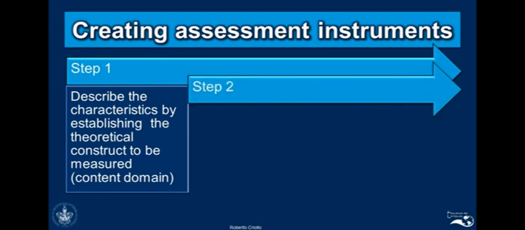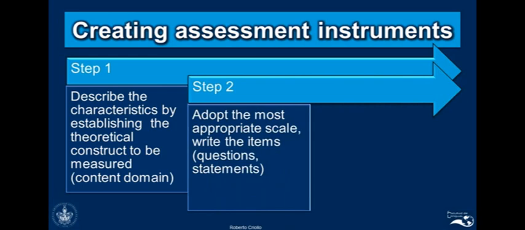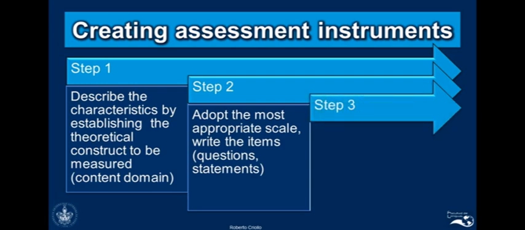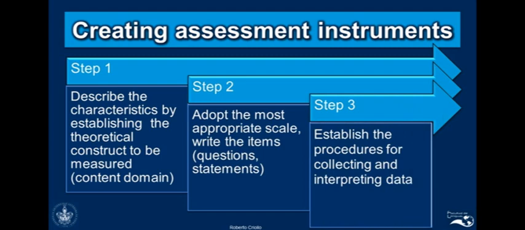The second step is to adopt the most appropriate scale according to the characteristics that we want to measure and write the items. This could be questions in a questionnaire or statements in a Likert scale, for example. The third step will be to establish the procedures for collecting and interpreting the data. That means that we need to see how we're going to collect the data, how we're going to interpret the results.